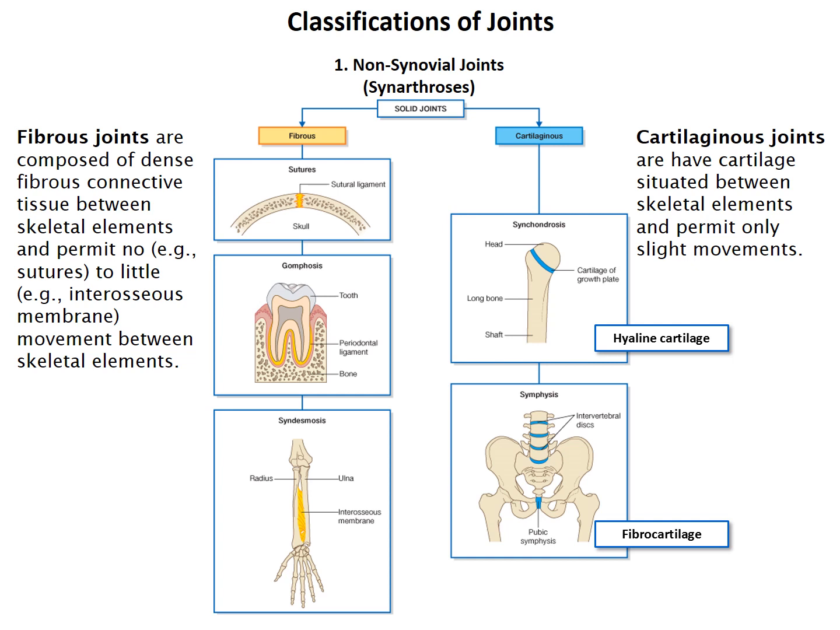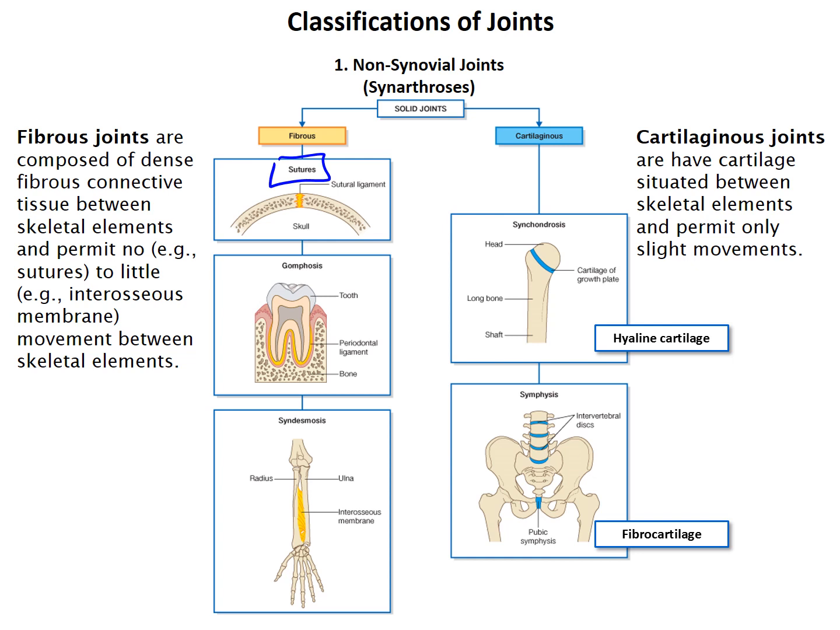In general, joints are classified into two major types, non-synovial joints and synovial joints. Non-synovial joints are sometimes described as synarthroses joints, which means to bind together. In other words, these joints permit either no movement or very little movement between skeletal elements. Non-synovial joints are further divided into fibrous and cartilaginous joints.